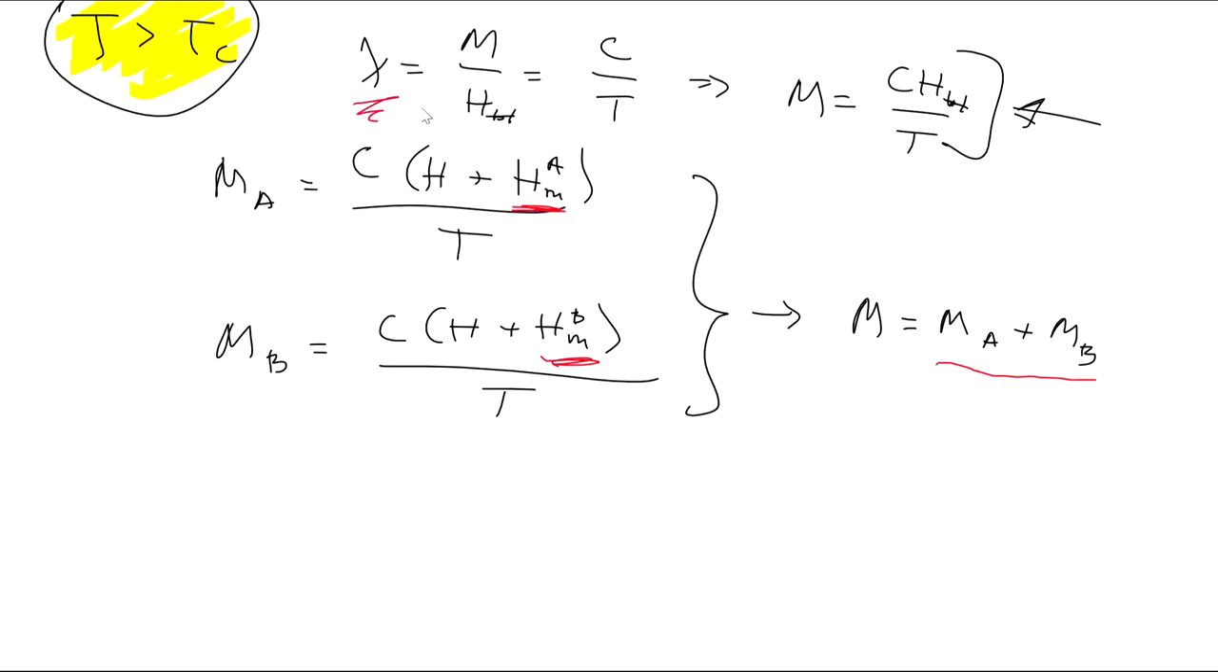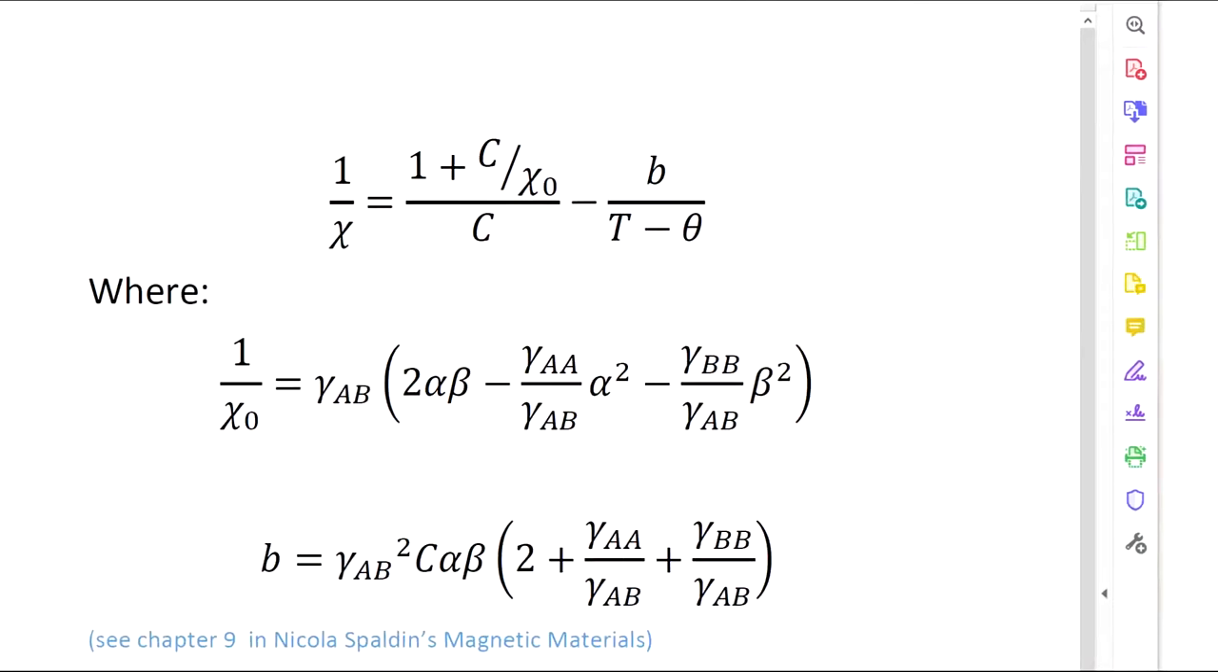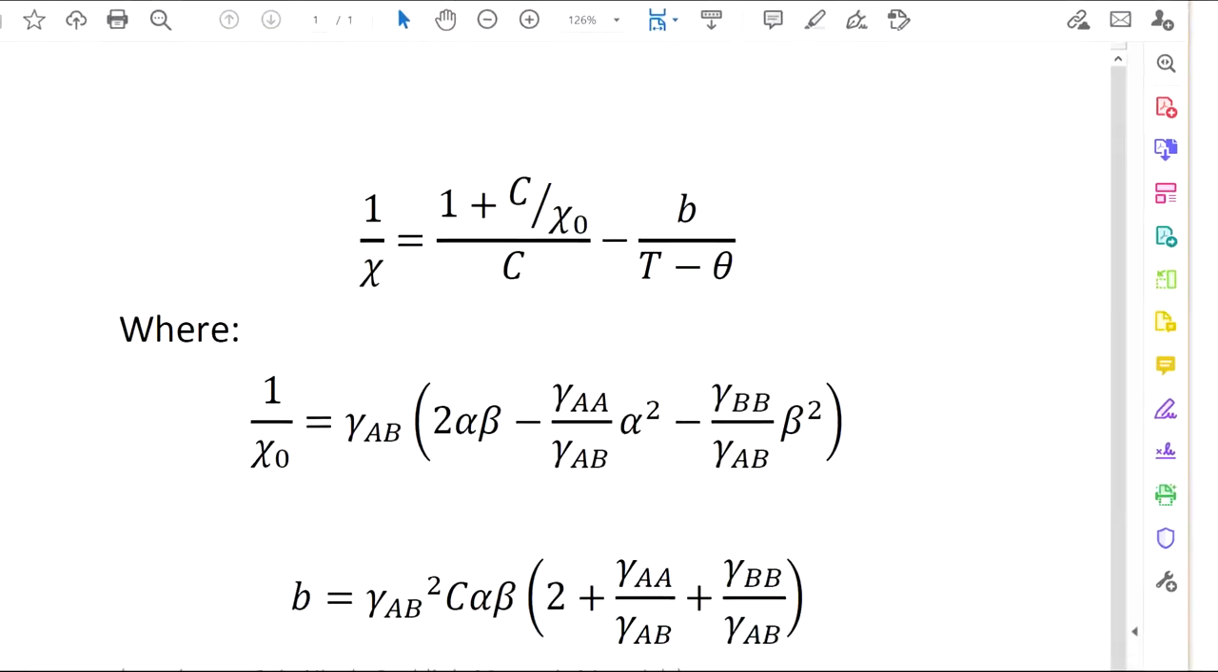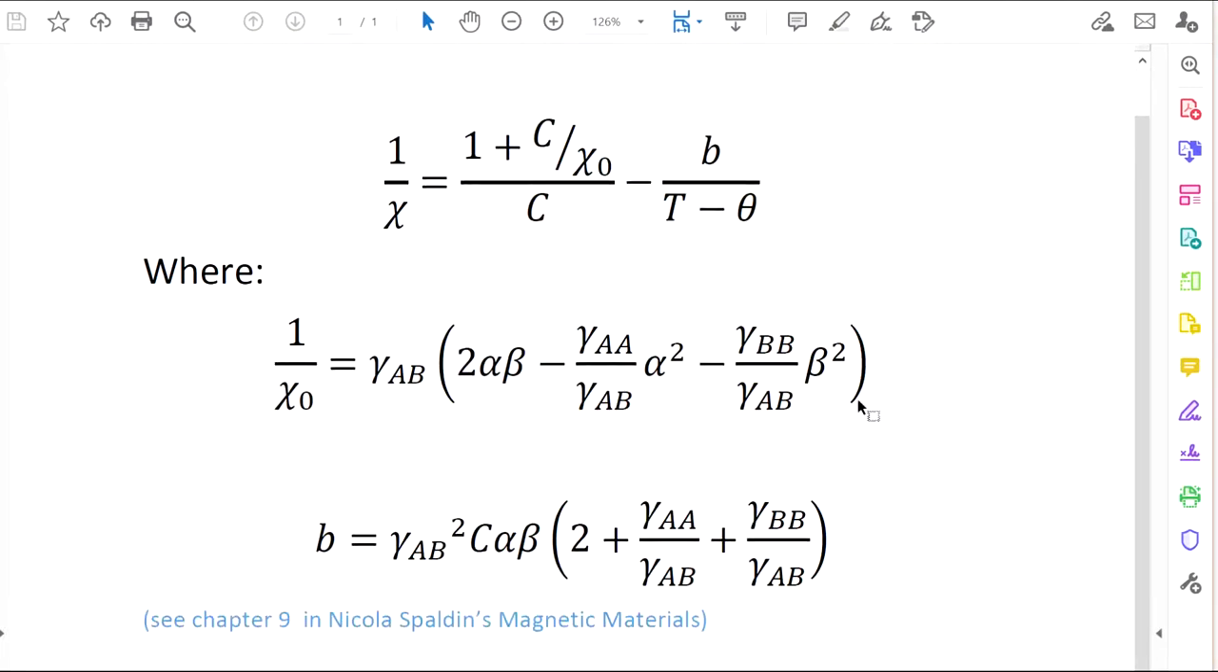Now, what I did is I prepared you a written form of these formulas. So here it is. It's a PDF file. So once you substitute everything into those equations, you'll find an expression which looks like this. And 1 over chi is equal to the first term minus the second term. And here we introduced chi naught. This is a quantity dependent on all these parameters we introduced before, gamma b, alpha, beta, and etc.